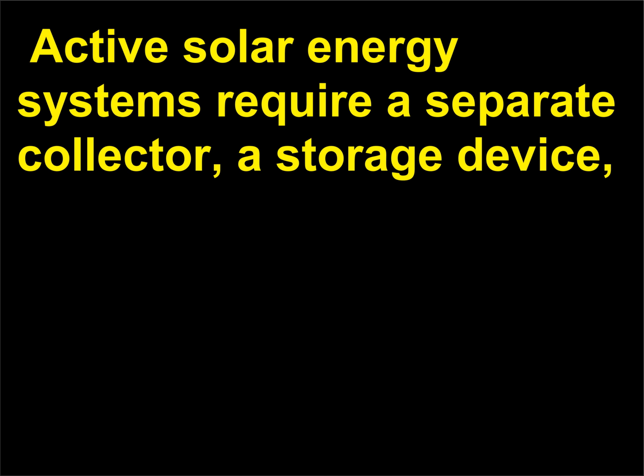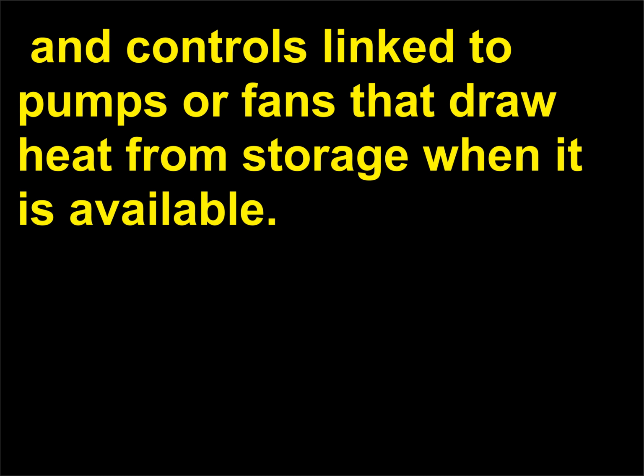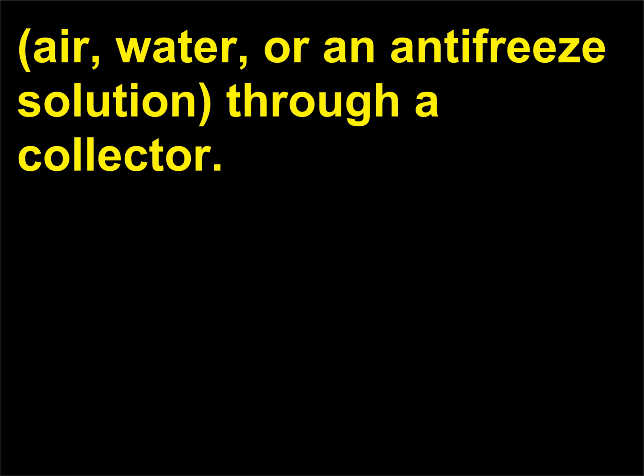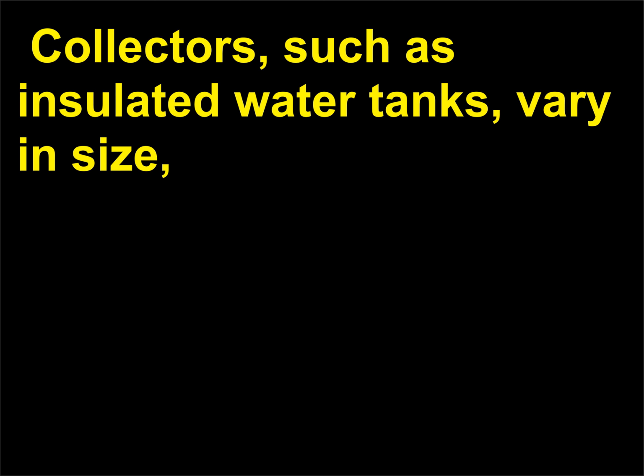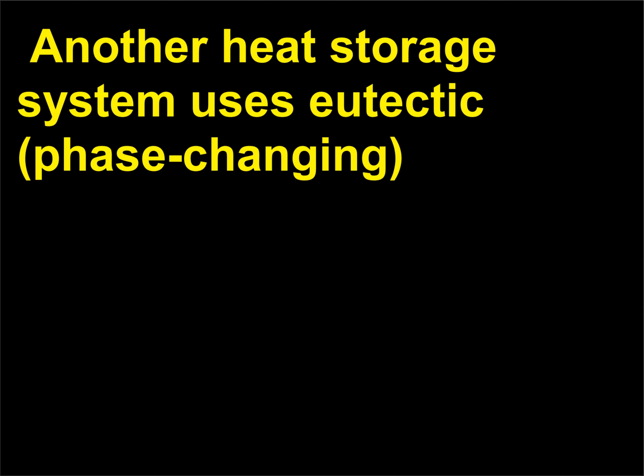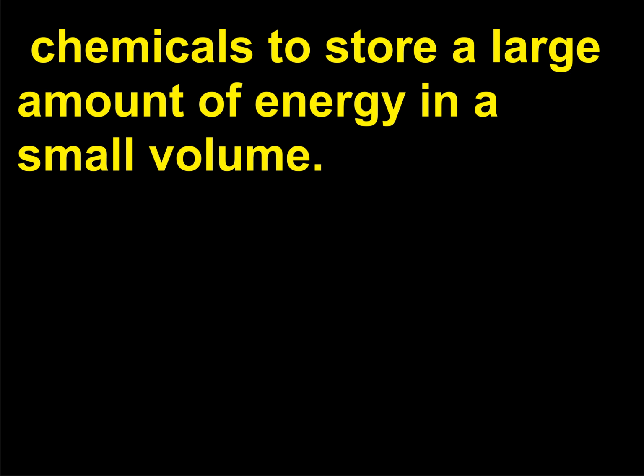Active solar energy systems require a separate collector, a storage device, and controls linked to pumps or fans that draw heat from storage when it is available. Active solar systems generally pump a heat-absorbing fluid medium, air, water, or an antifreeze solution, through a collector. Collectors, such as insulated water tanks, vary in size, depending on the number of sunless days in a locale. Another heat storage system uses eutectic, phase-changing chemicals to store a large amount of energy in a small volume.